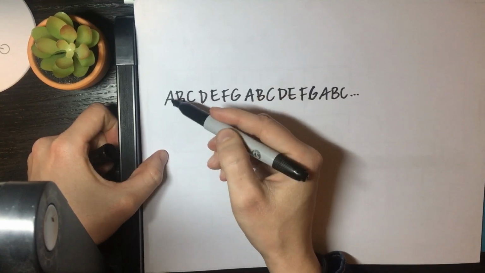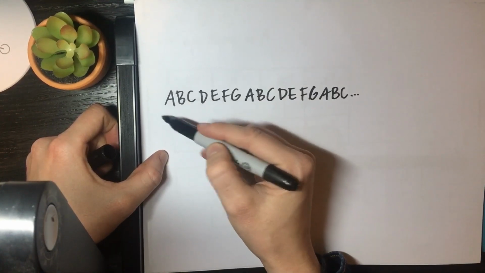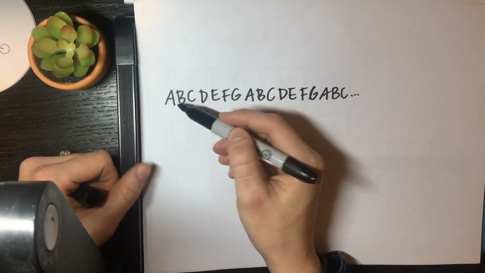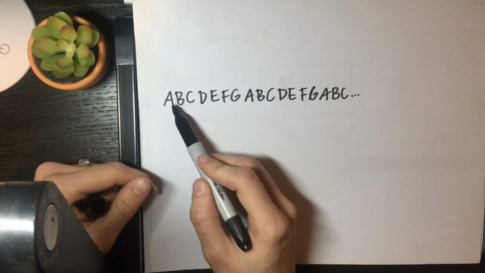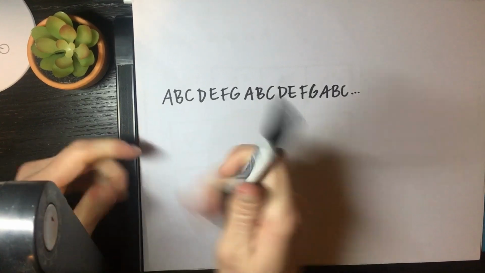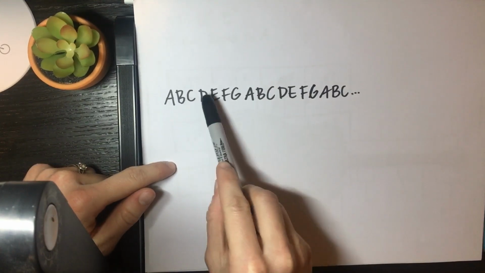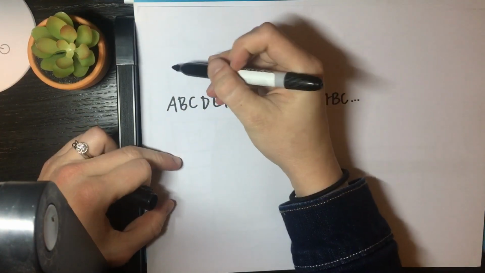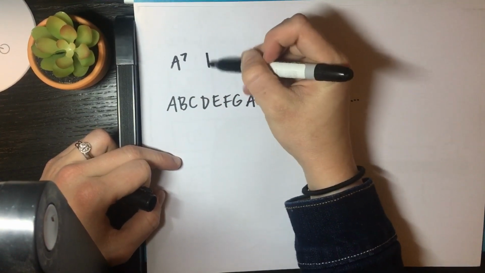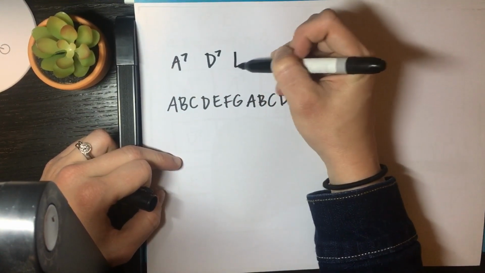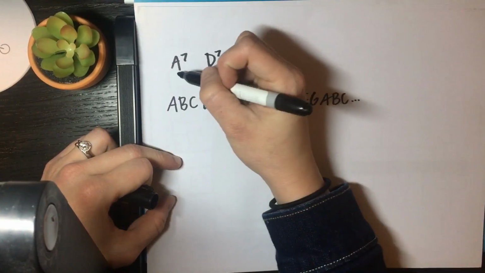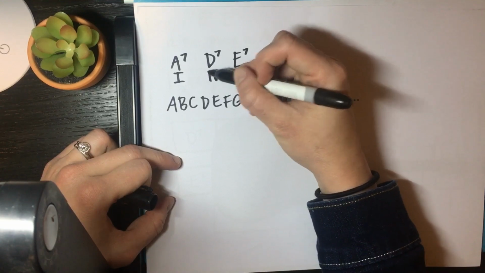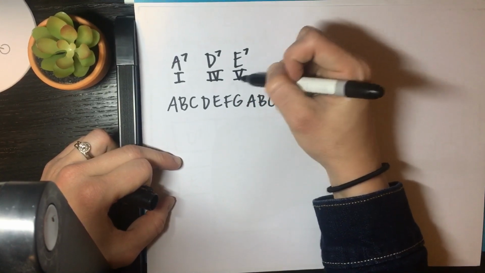So if we start on A, and this is our home note, note 1, or chord 1, then a D would be chord 4, because look carefully, 1, 2, 3, 4, and then E would be 5. So in this chord progression we were just playing, where we have A7, D7, and E7 as our chords, we call A7 the 1 chord, D7 the 4 chord, and E7 the 5 chord.